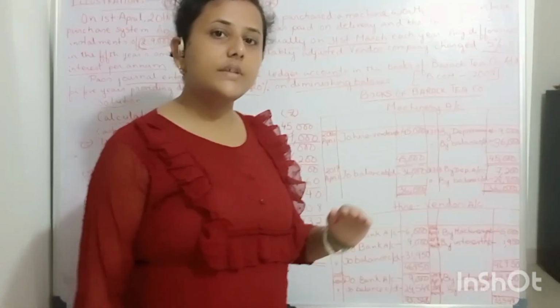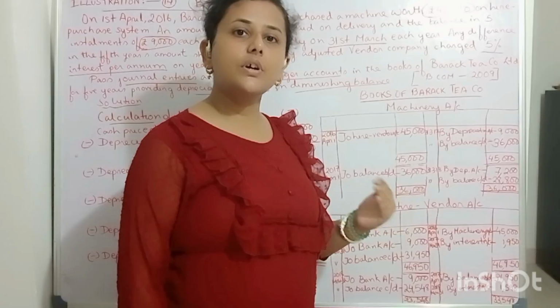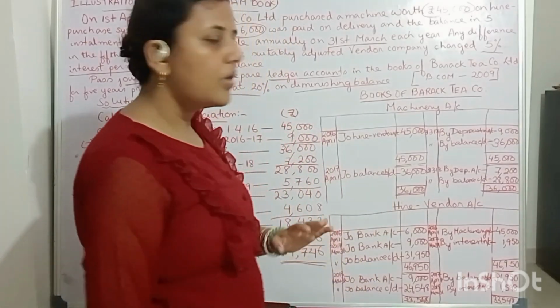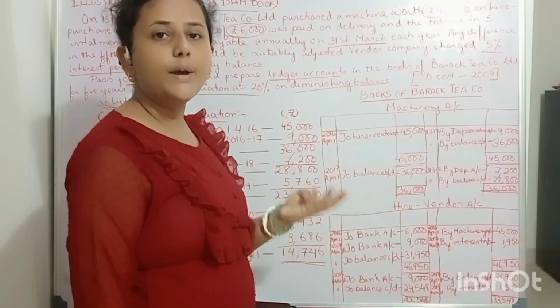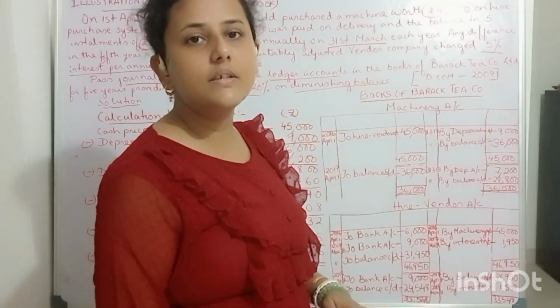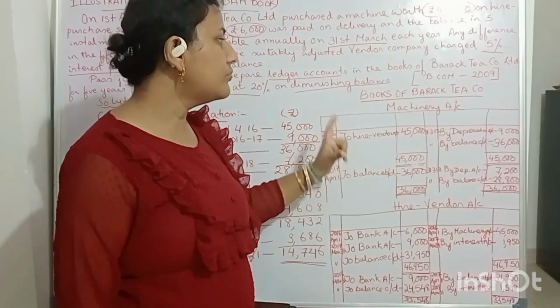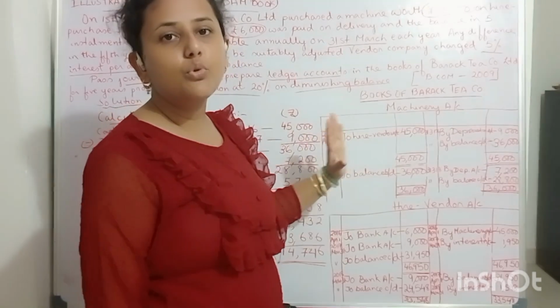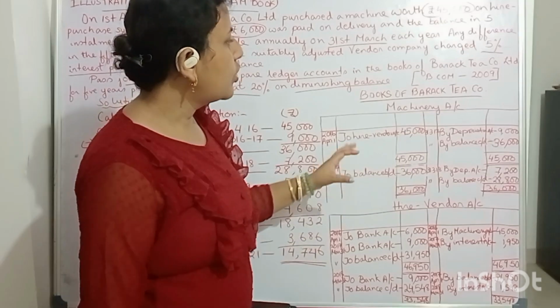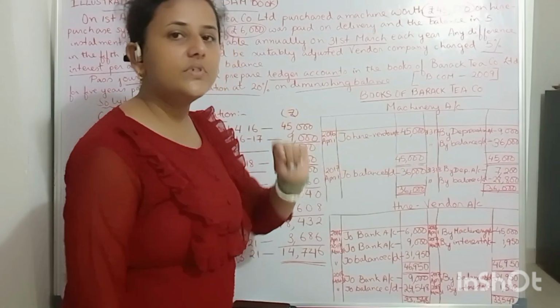Yeah, it's the interest account, then the depreciation account, and then the statement of profit and loss account. The interest account, depreciation account, and statement of profit and loss account are very easy. Let me show you some portion from the machinery and hire vendor account. You just see what is the first entry.